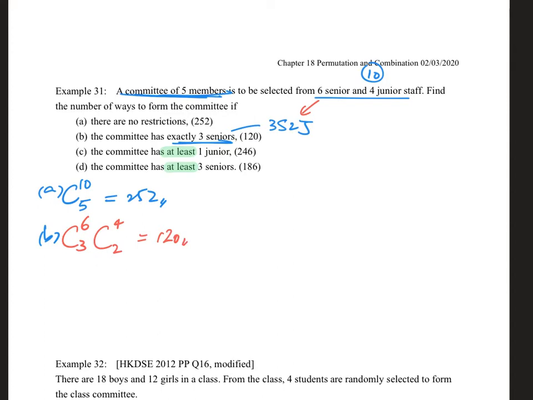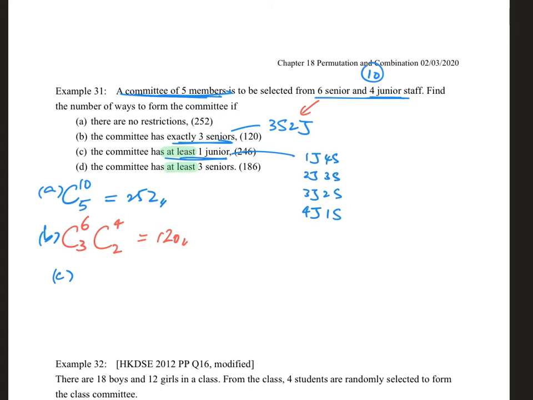The hardest job will be talking about at least in part C. If you talk about at least 1 junior, then you may consider several cases. It can be 1 junior, 4 senior; 2 junior, 3 senior; 3 junior, 2 senior; 4 junior, 1 senior. You can't have 5 junior because there are only 4. So there are a total of 4 cases to consider, which I think will be a bit hard.